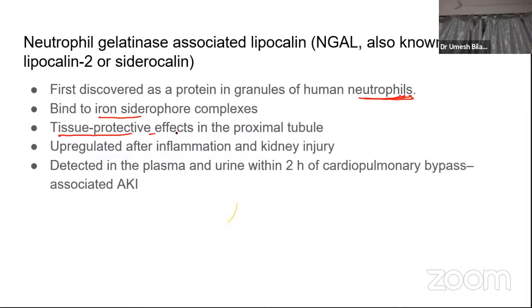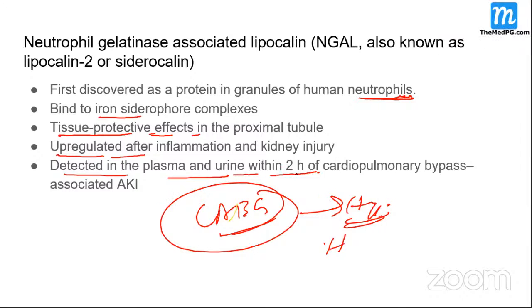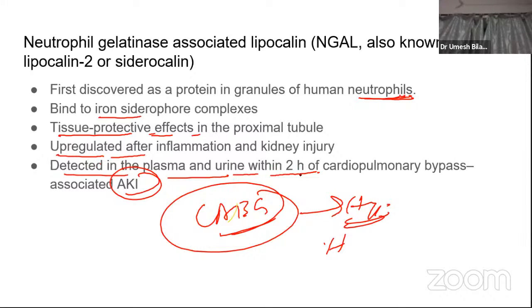Tissue protective effects are there, and that is because it gets upregulated during inflammation. Whenever there is inflammation in the kidney, this NGAL will get upregulated and detected in the plasma and urine within 2 hours. Whenever CABG is done, there could be hypotension and decreased circulation, and this will cause AKI, and it is known to increase within 2 hours if there is a kidney injury.